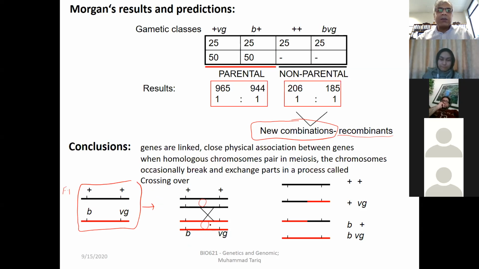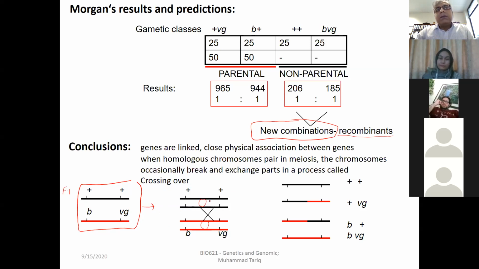I drew the centromere in the wrong place. The centromere should have been on the side. Okay? The centromere should not be here. The centromere should be far away. But I just drew this centromere to show that these are sister chromatids. Okay. And this is one homolog chromosome. This is the other homolog chromosome.